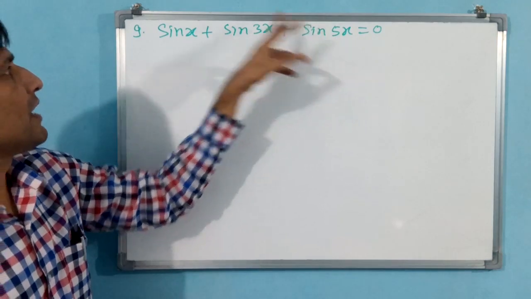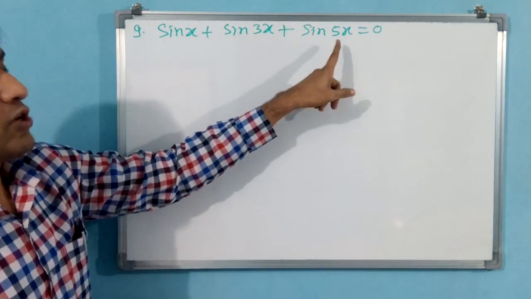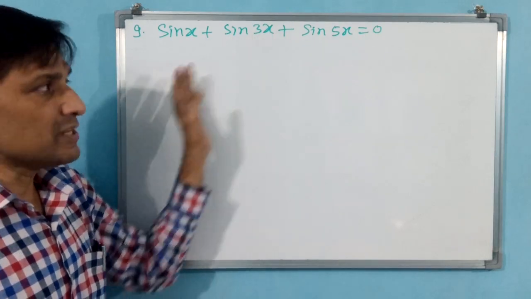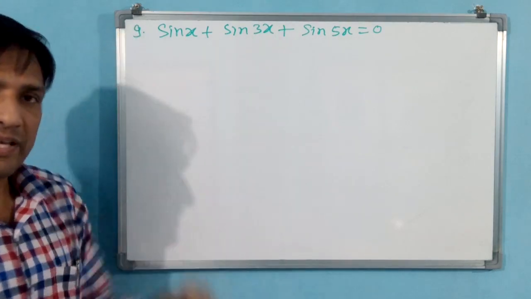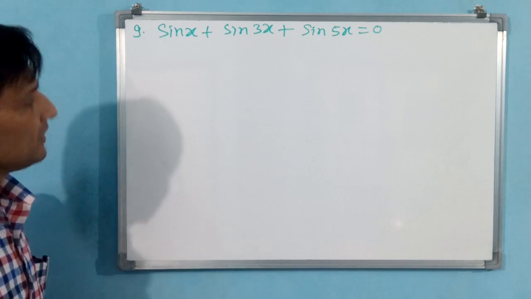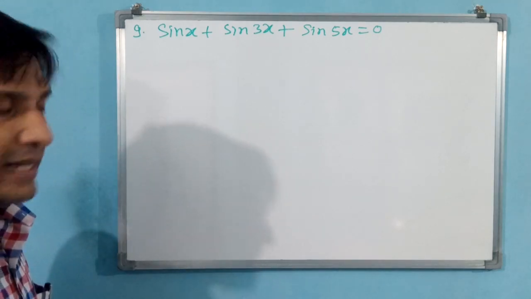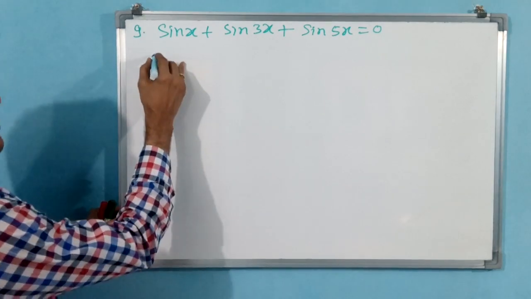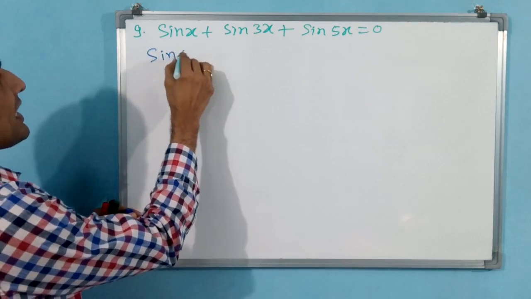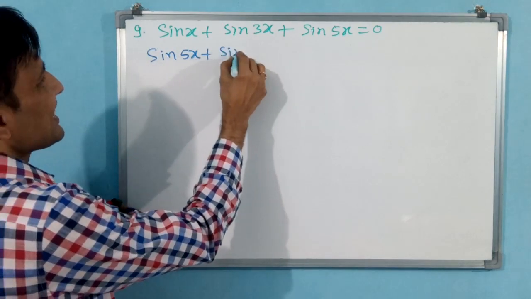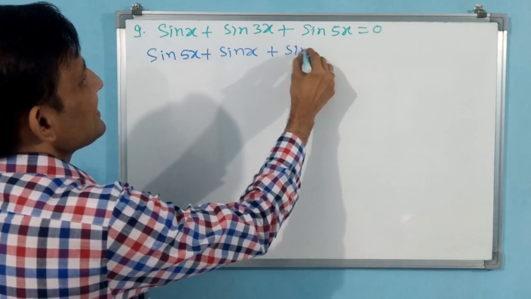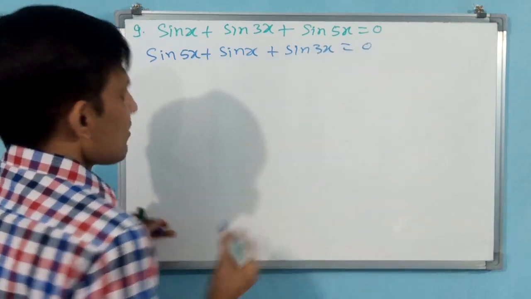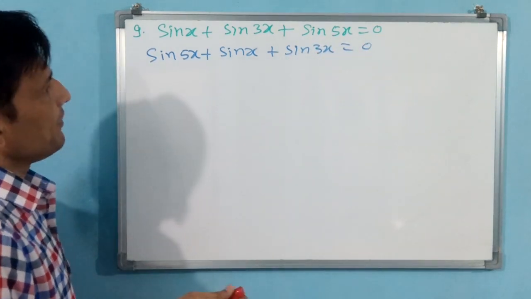Then you have to take 5x plus x. First you have to write 5x. Why? Because a plus b will be 5x, a minus b will be x. Yes, like that you have to write. Like this you have to analyze it. How I am writing, you observe. Sin 5x plus sin x plus sin 3x is equal to 0. I have converted like this.